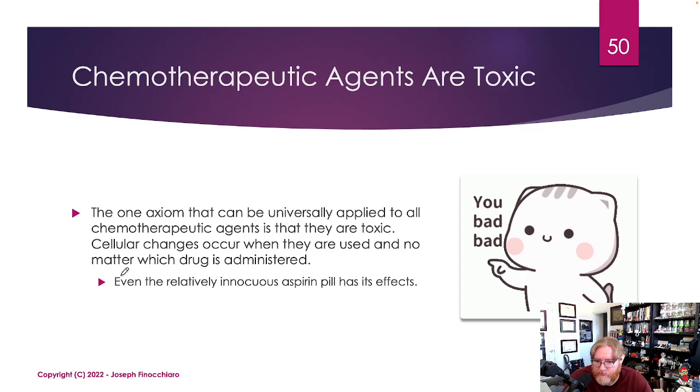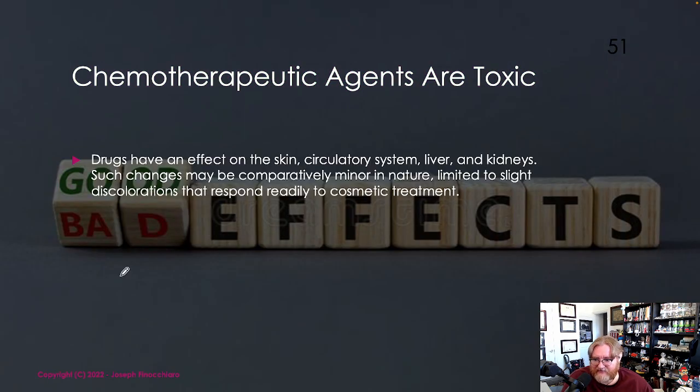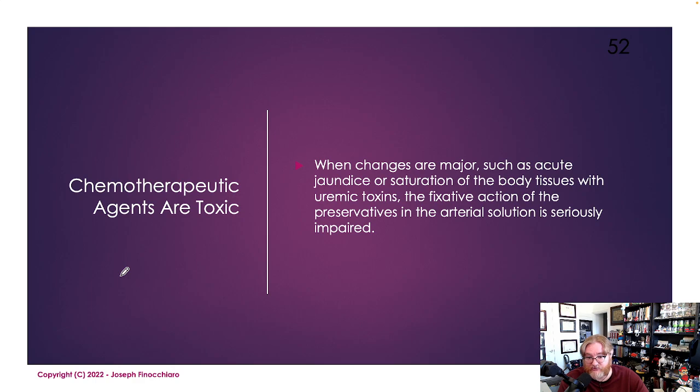The one axiom that can be universally applied to all chemotherapeutic agents, common drugs, is that they are toxic. Cellular changes occur when they are used, no matter which drug is administered. Even the relatively innocuous aspirin pill has its effects. Drugs have an effect on the skin, circulatory system, liver, and kidneys. Such changes may be comparatively minor in nature, limited to slight discolorations that respond readily to cosmetic treatment. When changes are major, such as acute jaundice or saturation of the body tissues with uremic toxins, the fixative action of the preservative in the arterial solution is seriously impaired.